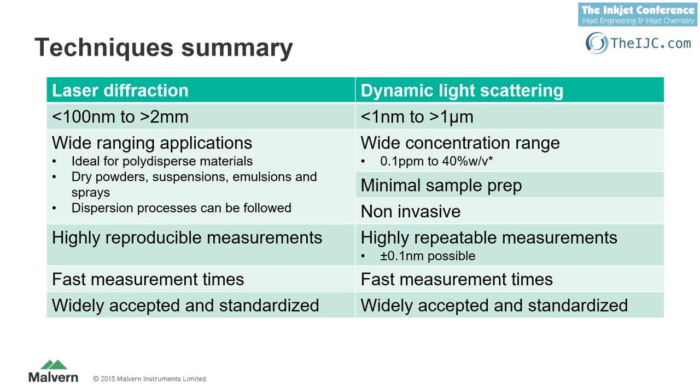So because we can automatically set the position, we can measure from 0.1 parts per million up to 40% weight volume, depending on the sample. It has very minimal sample prep, and it's non-invasive. So you can put your sample in the cuvette. You can then take it out and do other things with it if you need to.